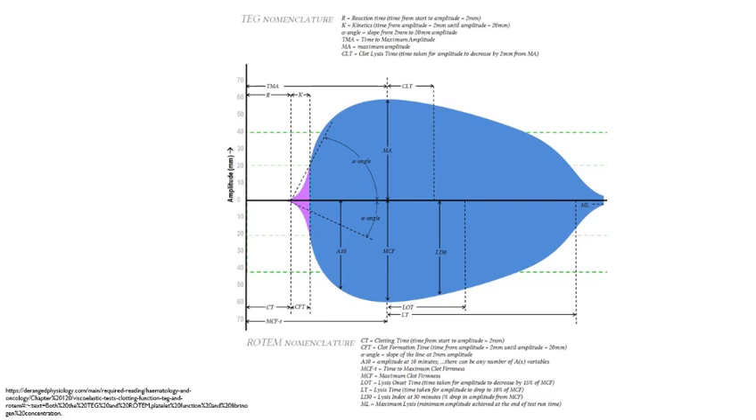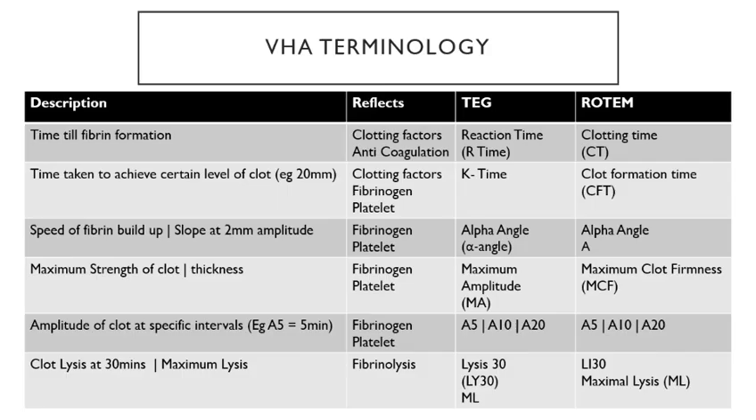Clot initiation is reflected as clotting time. This measures the time taken from the start of the sample to 2 mm clot amplitude. TEG reports this as R or reaction time, whereas ROTEM reports this as CT or clotting time. R and CT reflect the early activation of the clotting cascade resulting in initial thrombin burst. Clotting time can be prolonged in factor deficiencies, anticoagulant use, or hypofibrinogenemia. Clotting times can be shortened in hypercoagulable states.